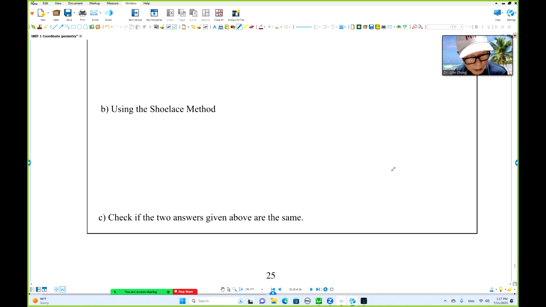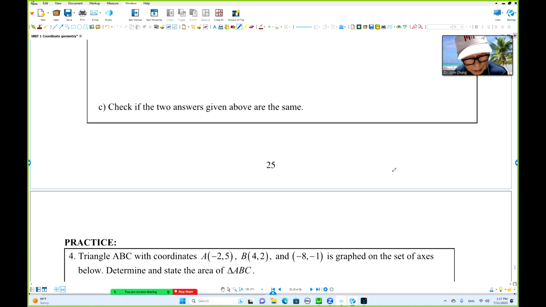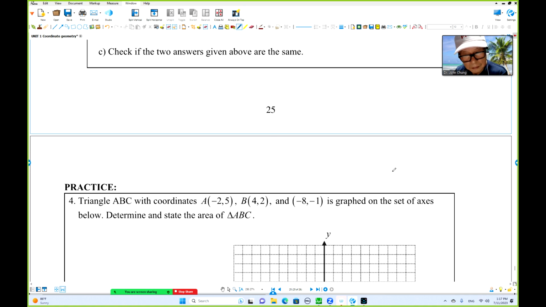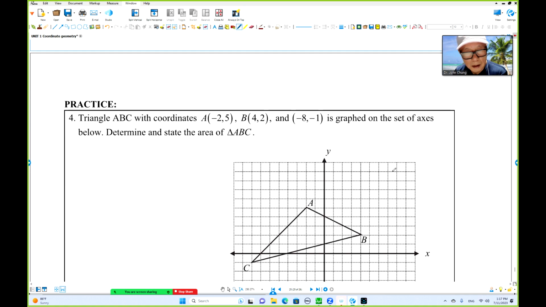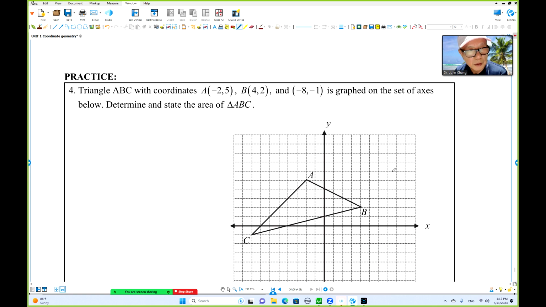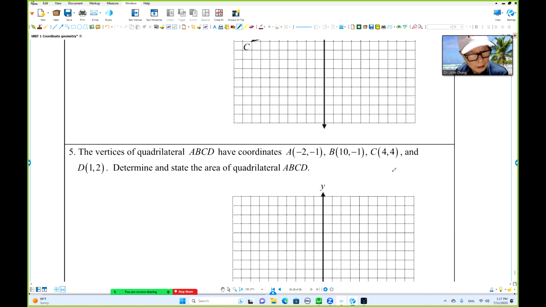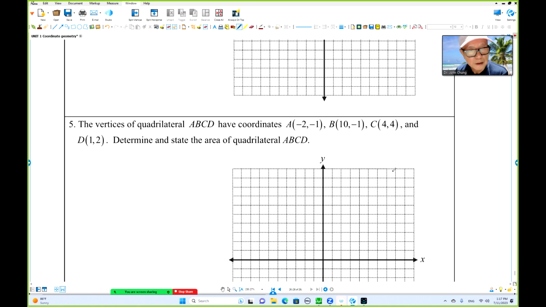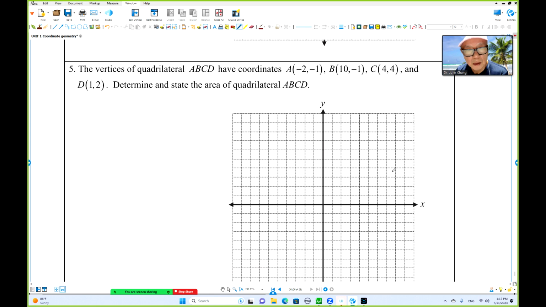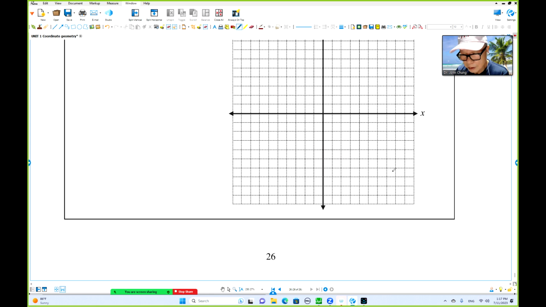Shoelace we finished, okay? Yeah, we checked it. They are equal. You can use a box or shoelace, it doesn't matter, okay? You can try this number for. This is the same thing, okay? You can use any method. We just finished my unit 1, okay?